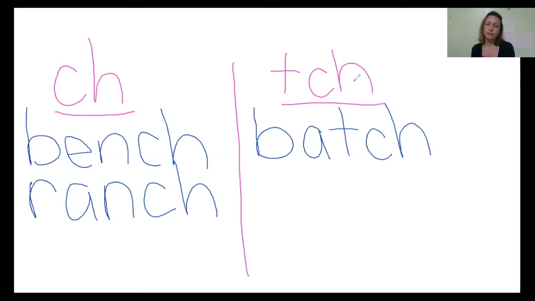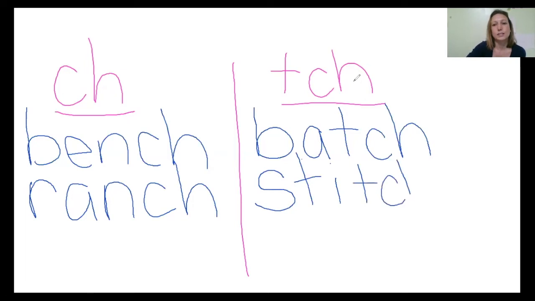Next one, stitch. If you stitch something up, you sew it up. Sound it out carefully. Let's do it together. St, itch. I heard itch. And I is a short vowel sound. So I'm going to put it on TCH. And notice how I'm sounding it out as I spell it. S-T-I-T-C-H.